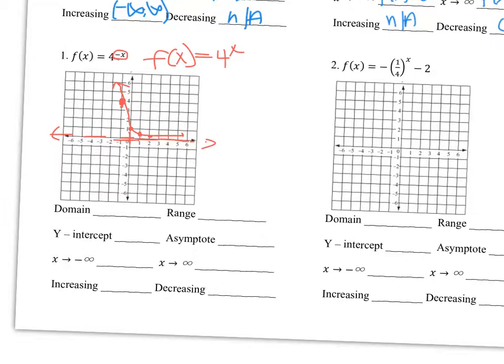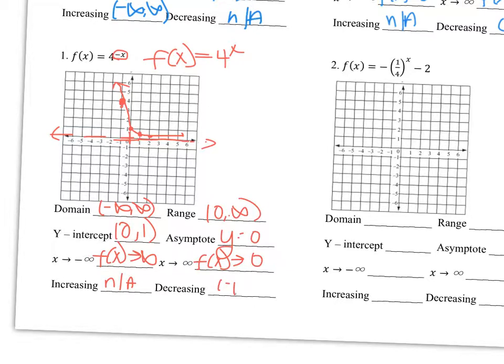So my domain is -infinity to +infinity. My range is 0 to infinity. My y-intercept is (0, 1). My asymptote is at y equals 0. When x is going to -infinity, where's y going? It's going to +infinity. And when x is going to infinity, where's y going? To 0. Looking at this function, is it increasing or is it decreasing? It's decreasing. Negative infinity to infinity.